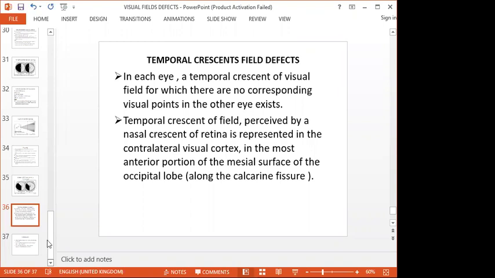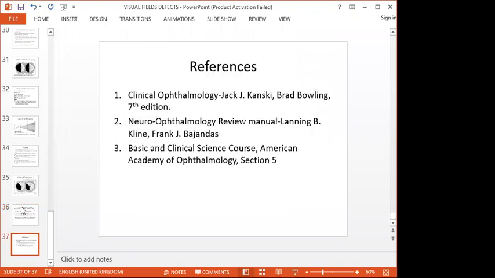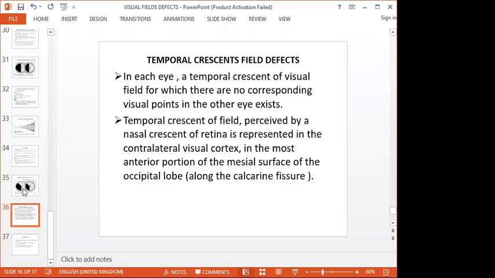The temporal field. That left. A hemianopia, congruous. Occipital lesion, macular sparing.